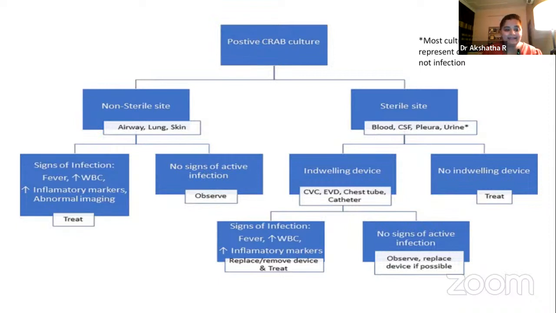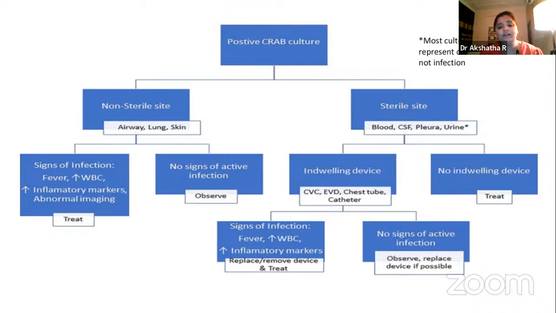In that case, next you'll have to look at whether there are signs of infection, like fever, increased WBC, raised inflammatory markers, and abnormal imaging. If all these features are present, then you will be treating. If there are no signs of active infection, you can just observe. If the isolation is from a sterile site like your blood, CSF, pleura, UTI due to Acinetobacter is very rare. So again, that also you will have to consider.